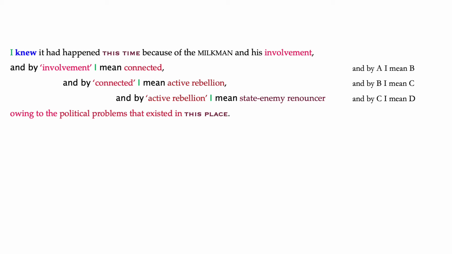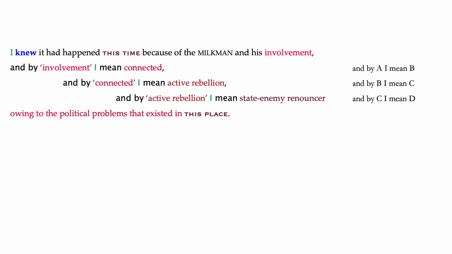I'd like to point out, though, an interesting grammatical feature here, that the elements A, B, C, and D are not grammatically parallel, even though they are put into this parallel construction. They are not all nouns, like the first term, involvement, and they cannot all work grammatically with the "his" that starts off the gradatio. You can say his involvement, but not his connected. You can say his active rebellion, but not his state enemy renouncer, at least not to mean that he is a state enemy renouncer.